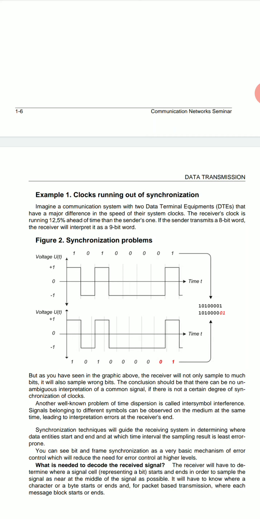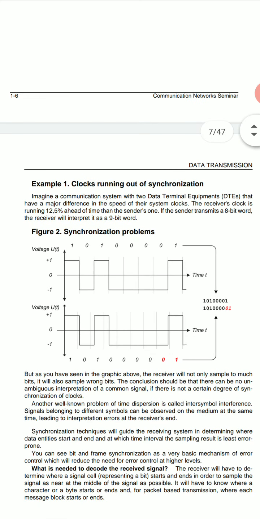So if we imagine a communication between two data terminal equipment, two DTEs, that have a major difference in the speed of their clock pulses. The receiver clock is running 12.5% ahead of time compared to the sender one. If the sender transmits only an 8-bit word, the receiver will interpret it as a 9-bit word, because the receiver speed is ahead.